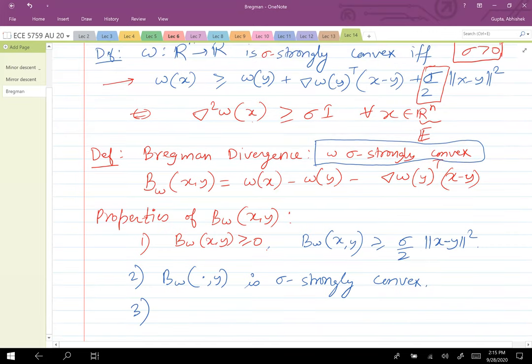Okay. What else? What happens if x is equal to y? My divergence is actually zero. So it works both ways. If your divergence is zero, it means x is equal to y, and if x is equal to y, it means that the divergence is equal to zero. So if you are at the same point, it just acts like a distance function. If x is equal to y, the distance between the two points is zero, and the divergence between the two points is also zero. In general, the divergence is non-negative. So B omega of x, y is non-negative, and if x is equal to y, then B omega of x, y is equal to zero.